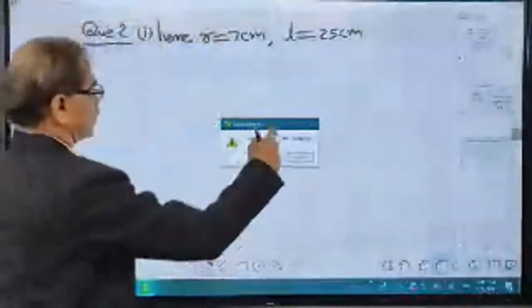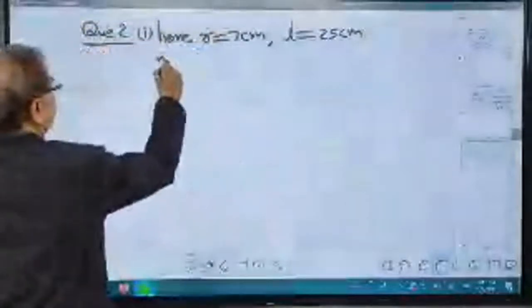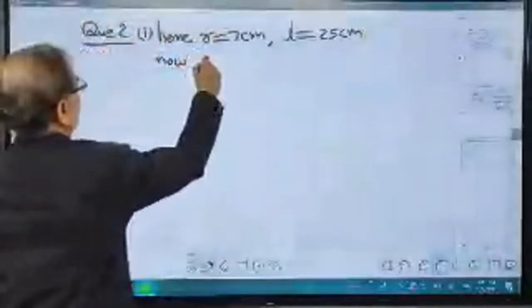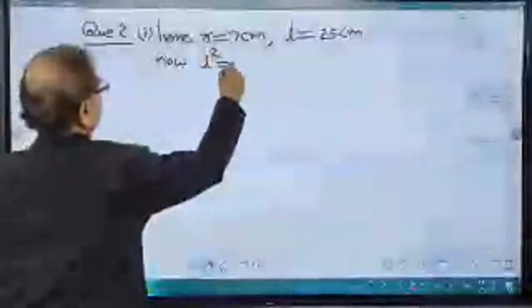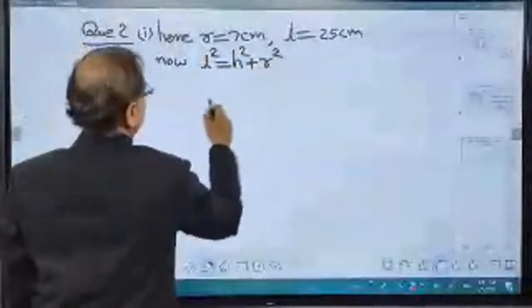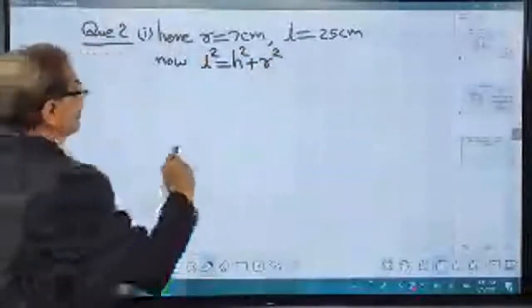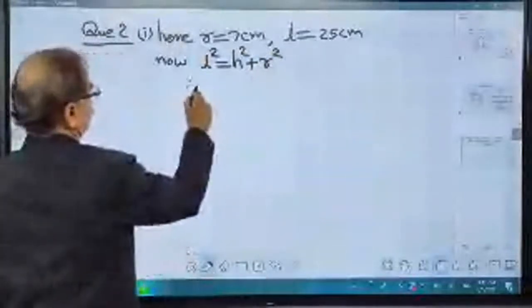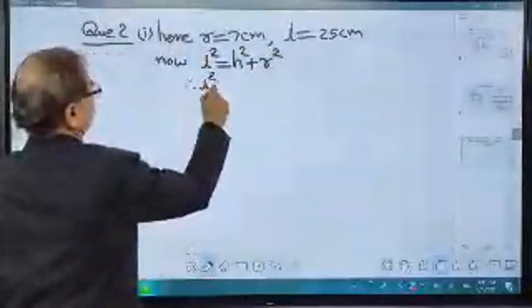So let us start the calculation for h. We shall write the formula. Now L square equals h square plus r square. Therefore, L square, left hand side as it is. H, how much? Sorry, L is given to us.